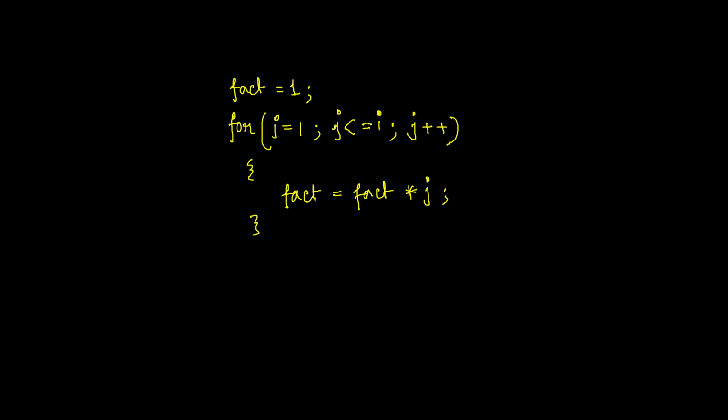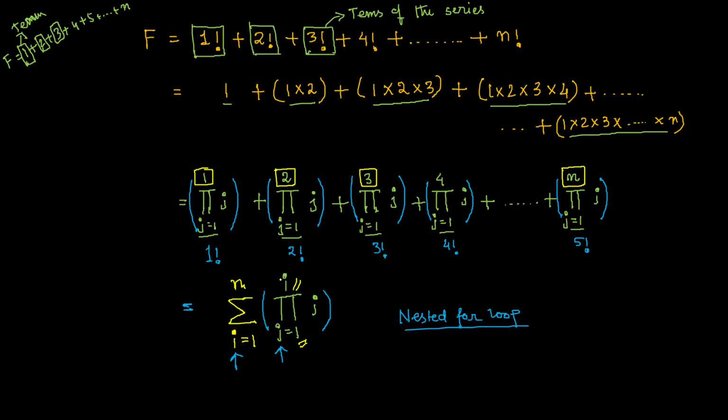Why? The reason is that, if you go for this particular equation, as I told you, if you have two different series connected with each other in this way, then whoever is at the right side should be in the inner for loop, and whoever is on the left side will be in the outer for loop, and as a whole it is called a nested for loop.